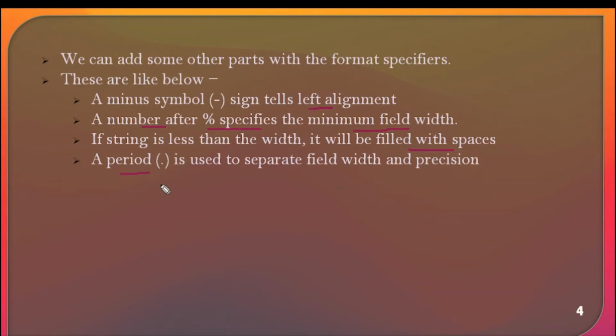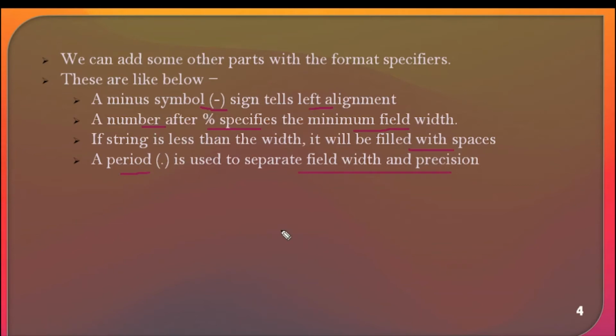that is the period, which is used to separate field width and precision. You can specify the field width and precision by using the period or dot symbol. These symbols, minus, a number after the percent sign, and dot, can also be used to add the different parts.